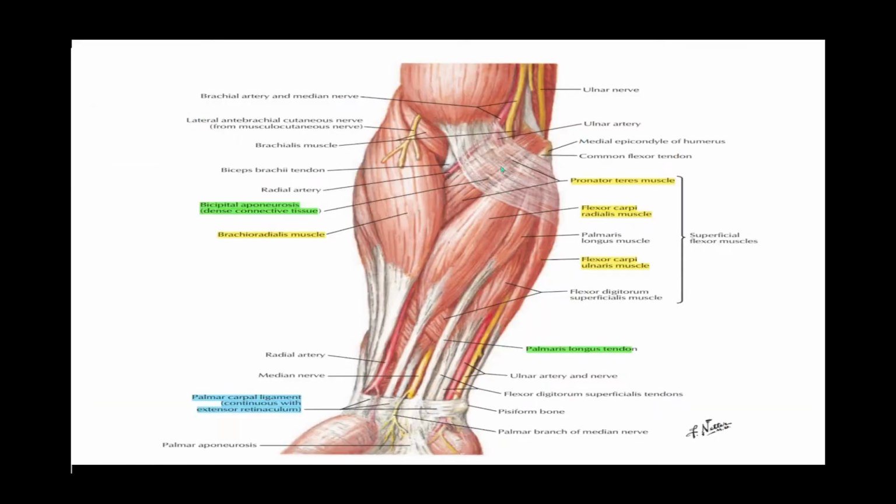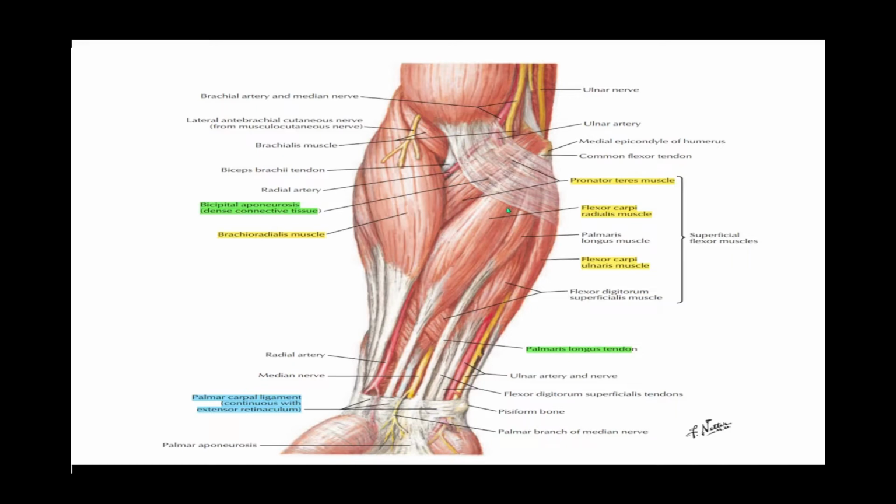We have the pronator teres muscle, which has two heads. We'll get to find out about that. So we have a pronator teres muscle, which helps in pronating the forearm. We have the flexor carpi radialis. Okay, we've got the flexor carpi radialis. We've got the palmaris longus muscle. Okay, we've got the flexor carpi ulnaris.